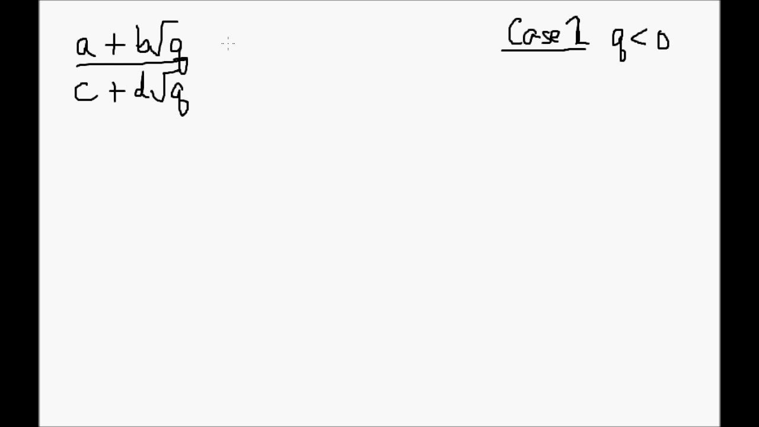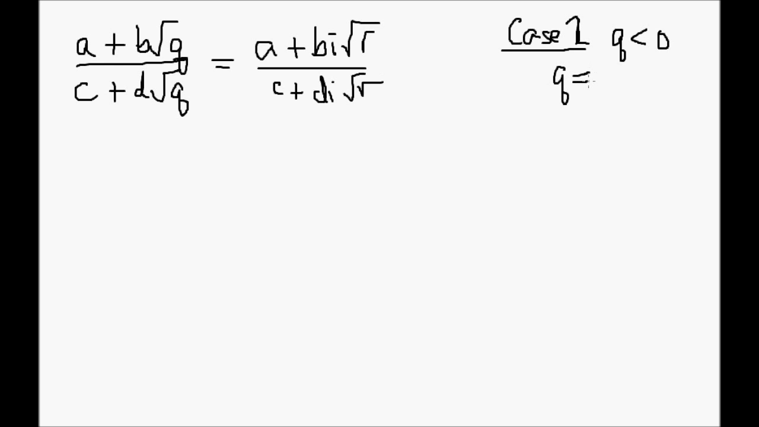So the way that we're going to proceed here is that we'll write this as (a plus b times i times the square root of r) divided by (c plus di times the square root of r), where q is equal to negative r. So for example, if that square root is of negative 7, this is i times the square root of 7. So now q is negative, so r is positive, and so I can proceed very much like I did before.